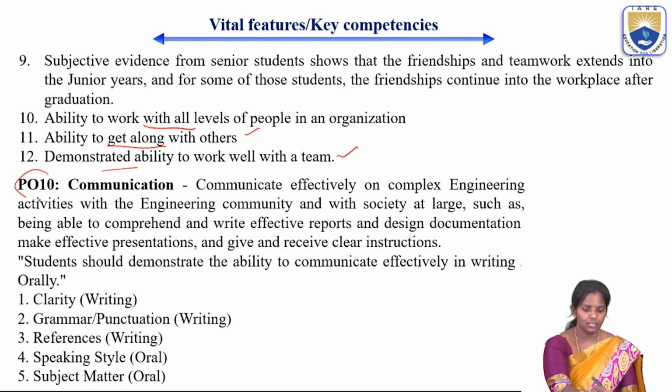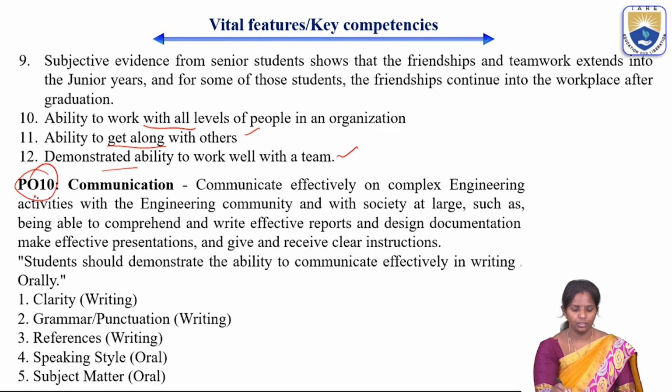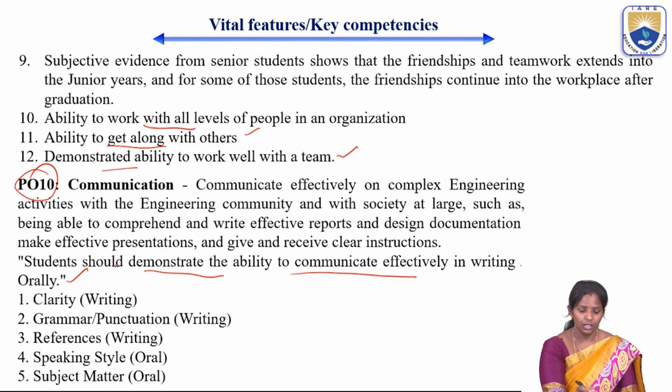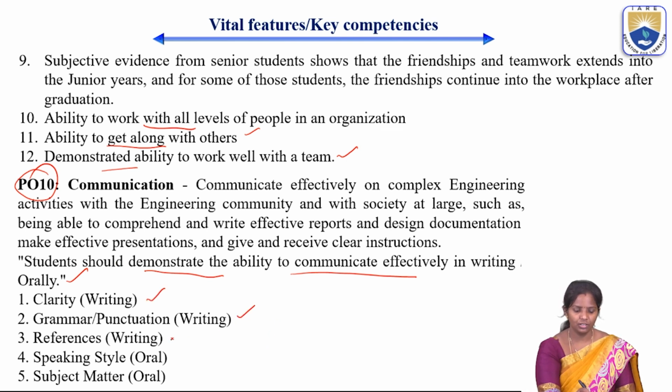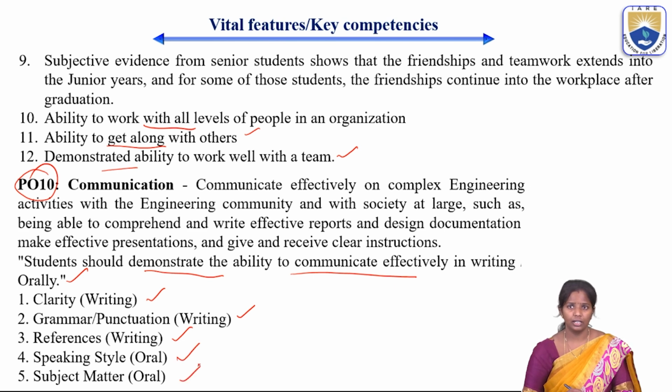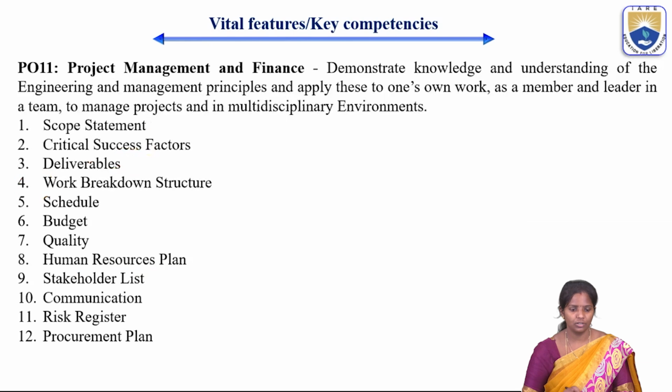Then PO10 describes communication. Students should demonstrate the ability to communicate effectively both in writing and orally. Clarity is very important when writing. Grammar, punctuation, references, speaking style, subject matter: these are the different aspects that have to be taken into consideration.